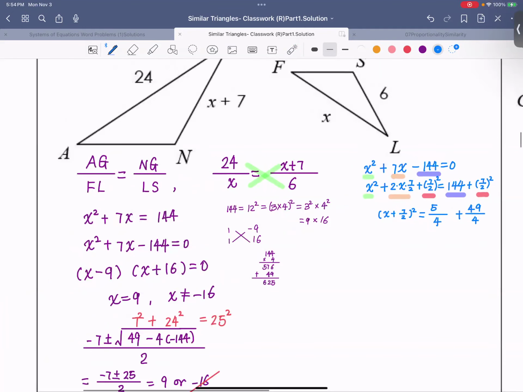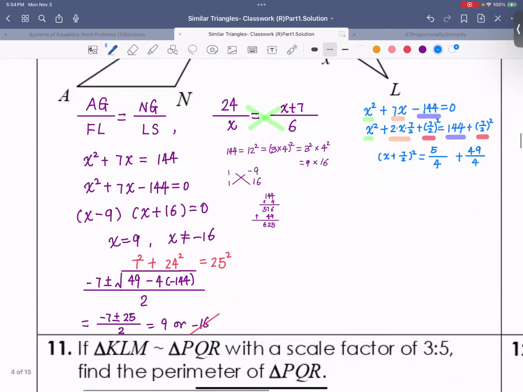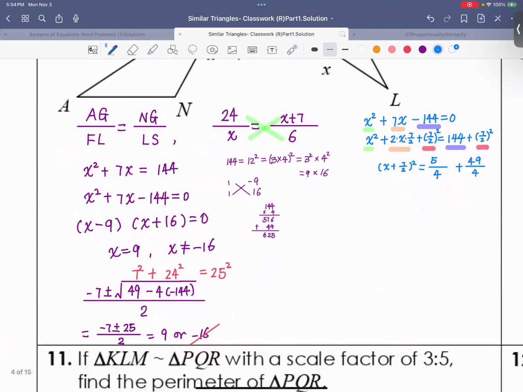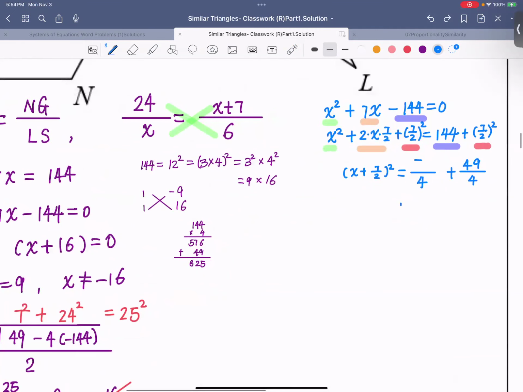How much is that? 625, right? No, hold on. It's not 625. This is 144. Yeah, 576 right here. We did this one right here. Correct? 576. So far, so good? Yeah.